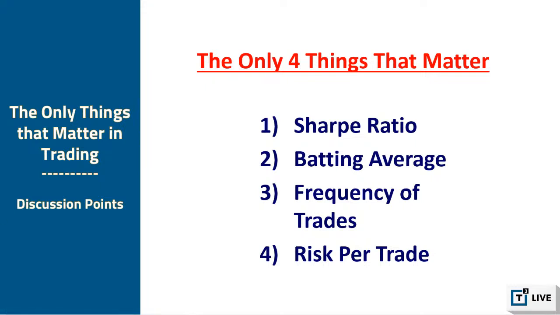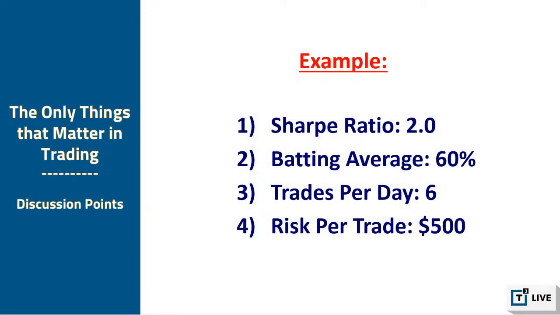Now, you might say, well, what about commission? I'm assuming it's a commission-free environment for the most part. But I'm talking about, when all said and done, what are your numbers on a net basis, not on a gross basis. So I'm talking about net basis here, not gross basis, okay? So Sharpe ratio, batting average, frequency of trades, and risk per trade. Let me show you how they work. Let me give you an example.